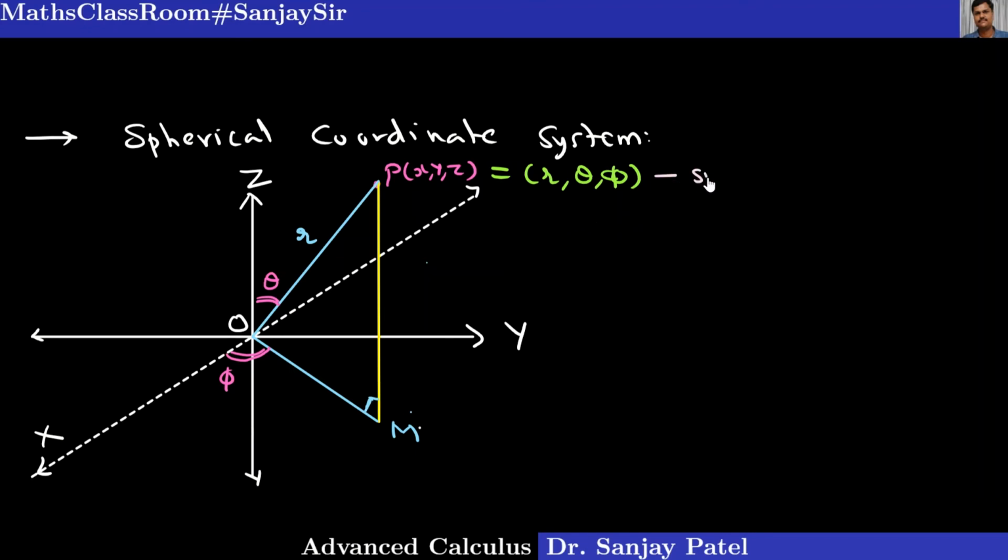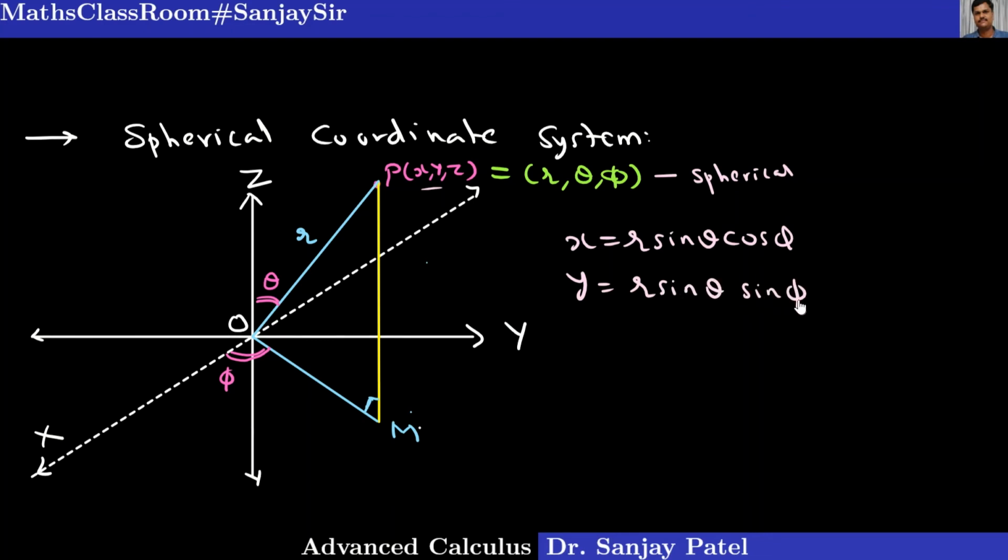These are the spherical coordinates, and these are Cartesian coordinates. So the relation is x is equal to r sine theta into cos phi, y is equal to r sine theta into sine phi, and z is equal to r into cos theta.